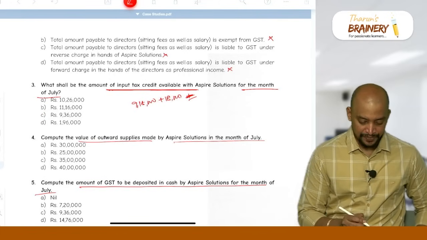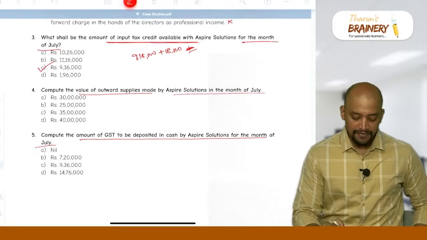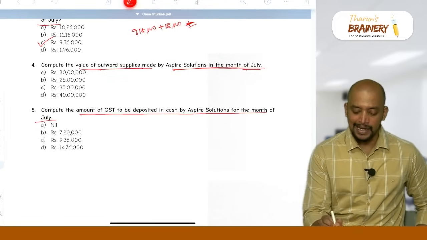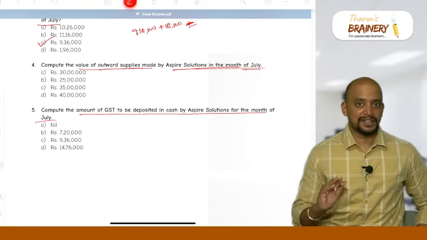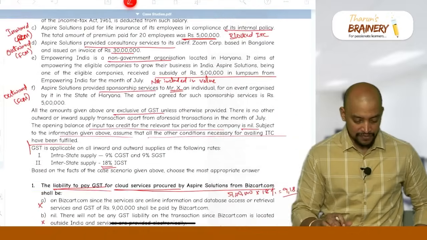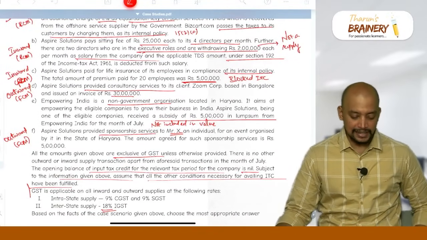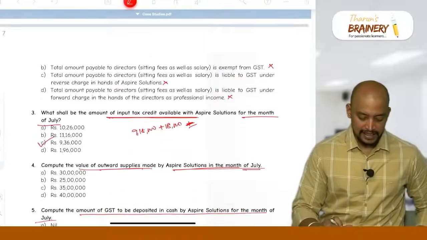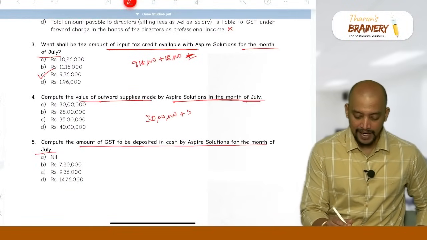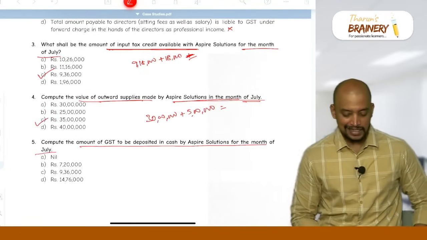Then next, 9,36,000 is the answer. Then compute the value of outward supply as per the solution. Whether it is FCM or RCM, we are not bothered, just the value of outward supplies. So what is the value of outward supplies? Only two transactions: this 30 lakhs and this 5 lakhs. So 35 lakhs will be taken as the answer.